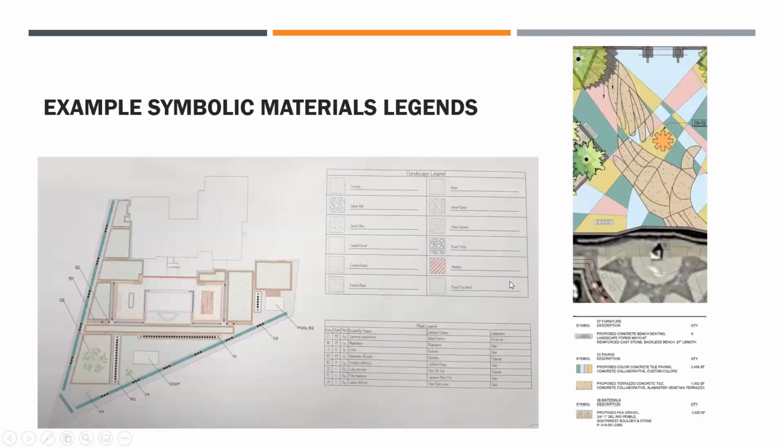Here's an example of materials legends. So these would be more symbolic. You can tell in this top one here, there's some nice little hatch patterns that match to this landscape, so you can kind of connect the dots of what each item is. Same through here. They've actually included some quantities and some square footage takeoffs, which is always nice to do. Both of these are using symbols to represent the different hardscape elements in these plans.